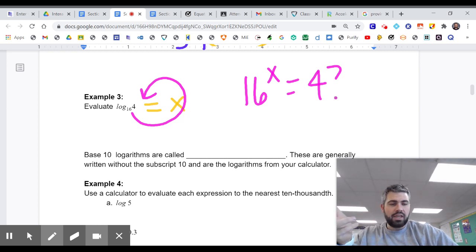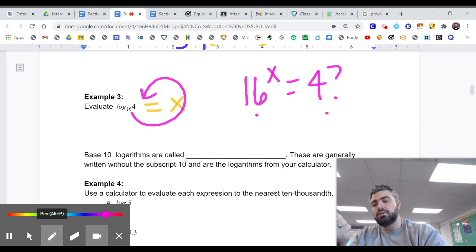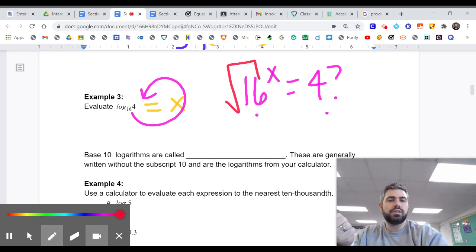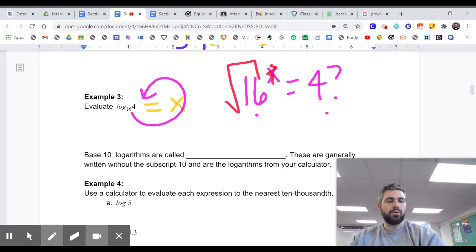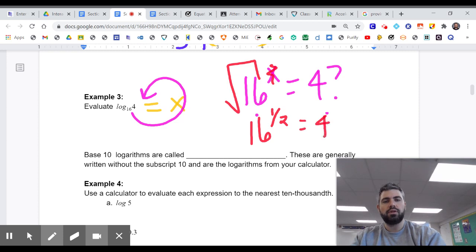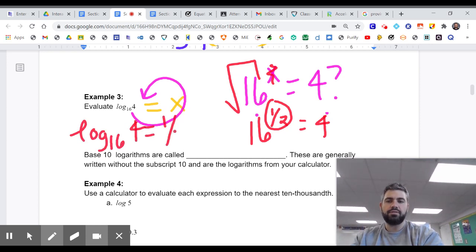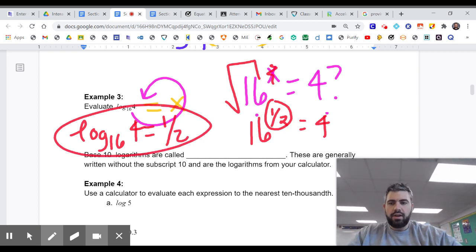Another way to think of this is, how do we go from 16 to 4? I can divide by 4, but that's not an exponent. Or I can take the square root. Really, it's saying the square root of 16 equals 4. So how would we write x as a square root? Well, it's 16 to the 1/2 power is equal to 4. So what is the value of x? It's 1/2. So log base 16 of 4 is actually going to be 1/2. Okay? All right, very good.